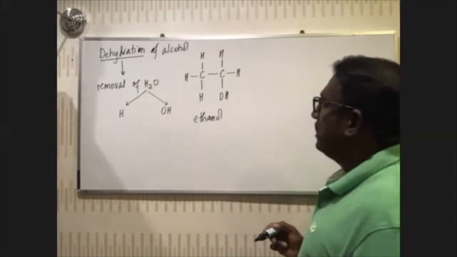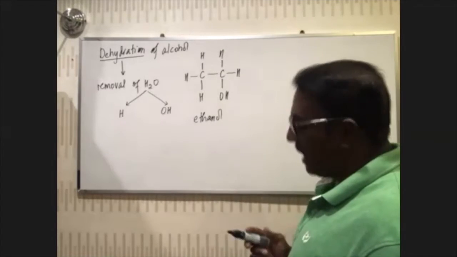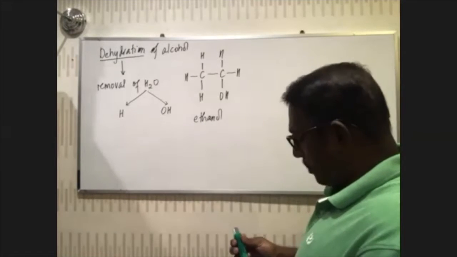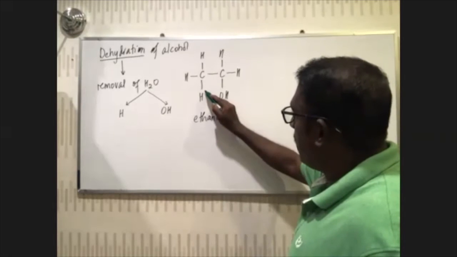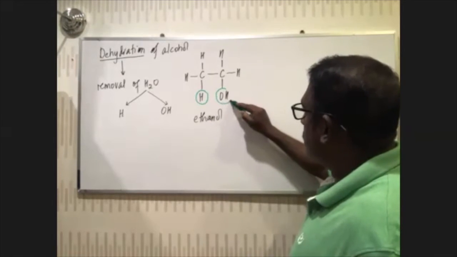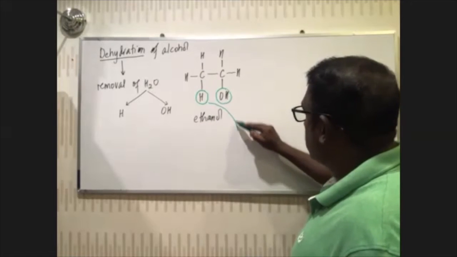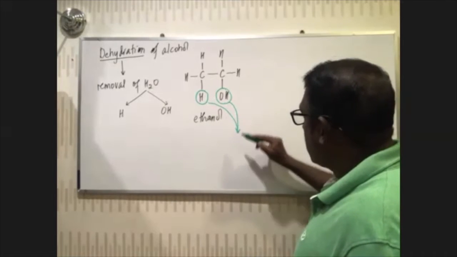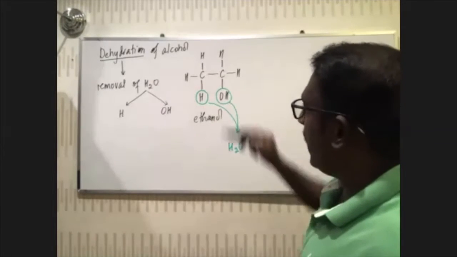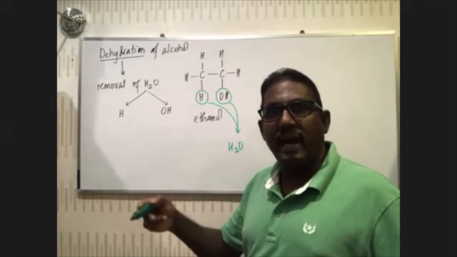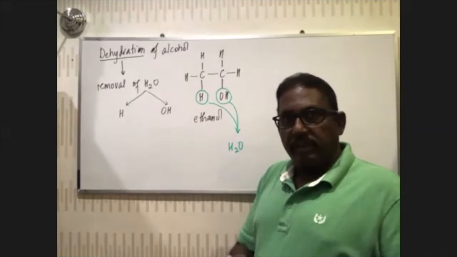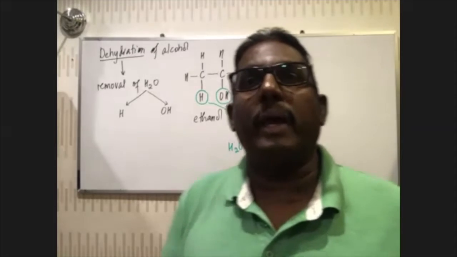So in dehydration, what will happen? In dehydration, one hydrogen atom and one hydroxyl group will be removed. So let me mark one hydrogen atom, and let me mark one hydroxyl group. These two are going to come out. Now, how will they come out? They are coming out as water. That's why we say the alcohol has been dehydrated, has undergone dehydration. Okay, so that part we are okay.